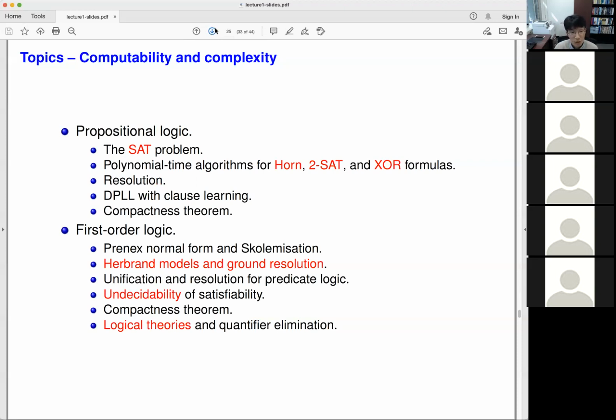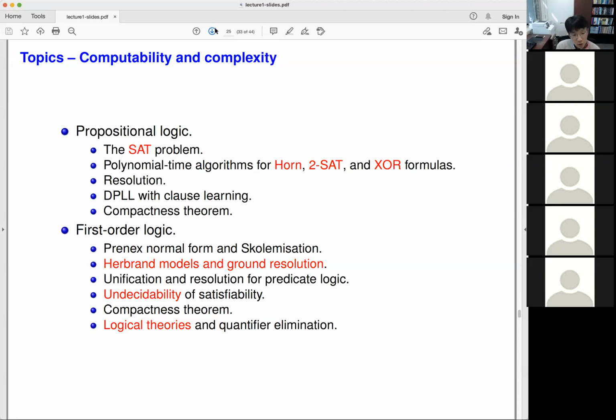I don't think we will show that the SAT problem is NP complete, but we're gonna use the NP completeness of the SAT problem. And also for some restricted propositional logic formulas such as Horn, we will show that our algorithm runs in polynomial time. And for first order logic, we'll show undecidability of satisfiability questions, as well as semi-decidability of some other types of questions.